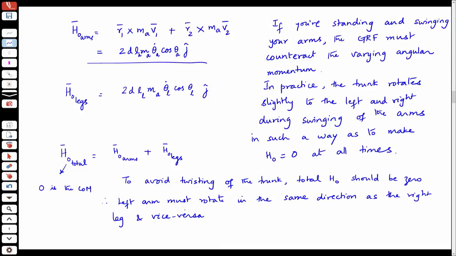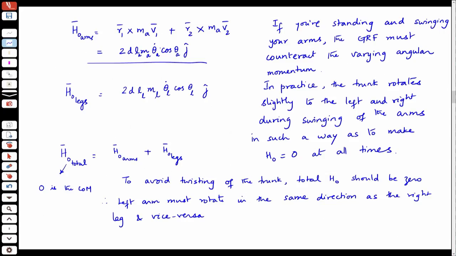And then also, I made a mistake here, this should be mass of the leg. Also because the legs have a higher mass and are longer. So, if LL is greater than LA and ML is greater than MA, therefore, theta dot A should be greater than theta dot L. It has to rotate faster, the arms, in order to be able to cancel.